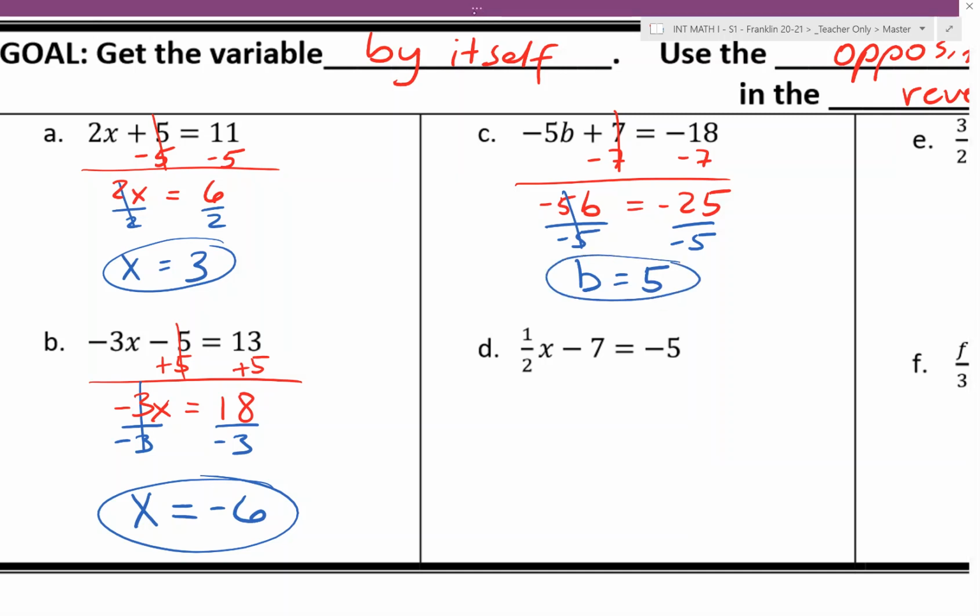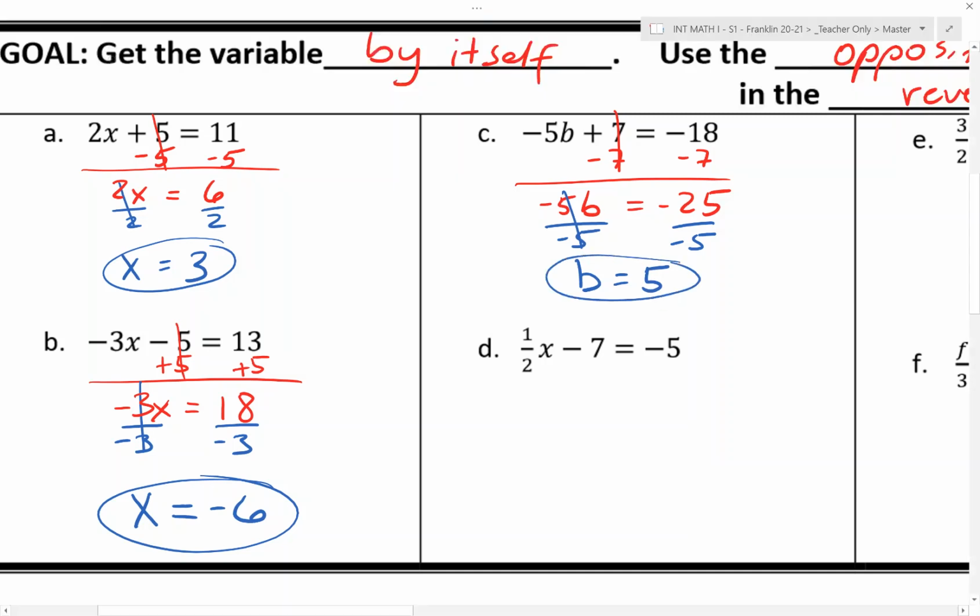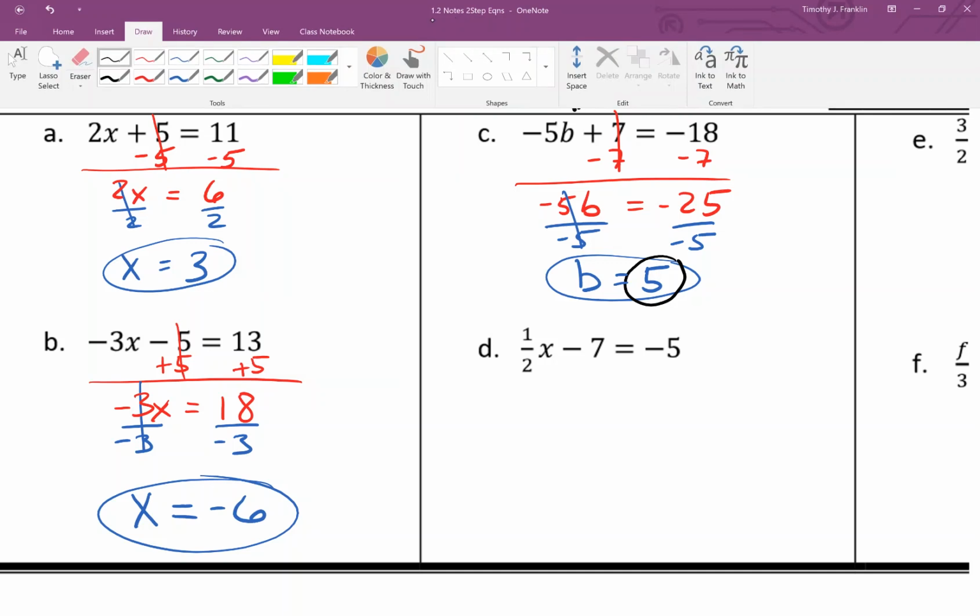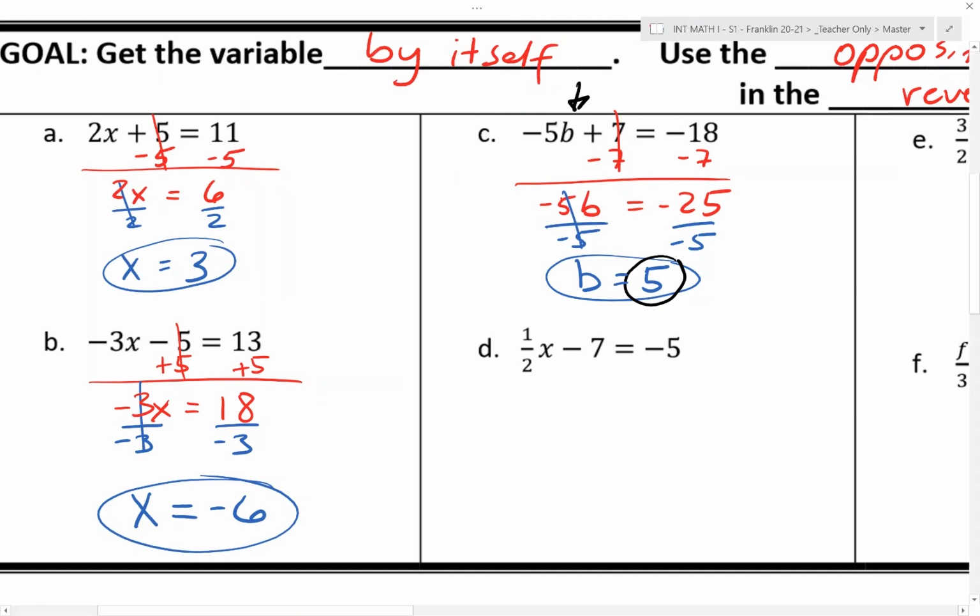Now, just like we talked about with one-step equations, you can check your work by taking your answer and plugging it in for the variable, and then going through the problem. And you can do this mentally, probably, for most of these. So 5 times negative 5 is negative 25, plus 7 does give us negative 18. All right, so that's a good way to know if you did the work right. Just mentally check your answer.